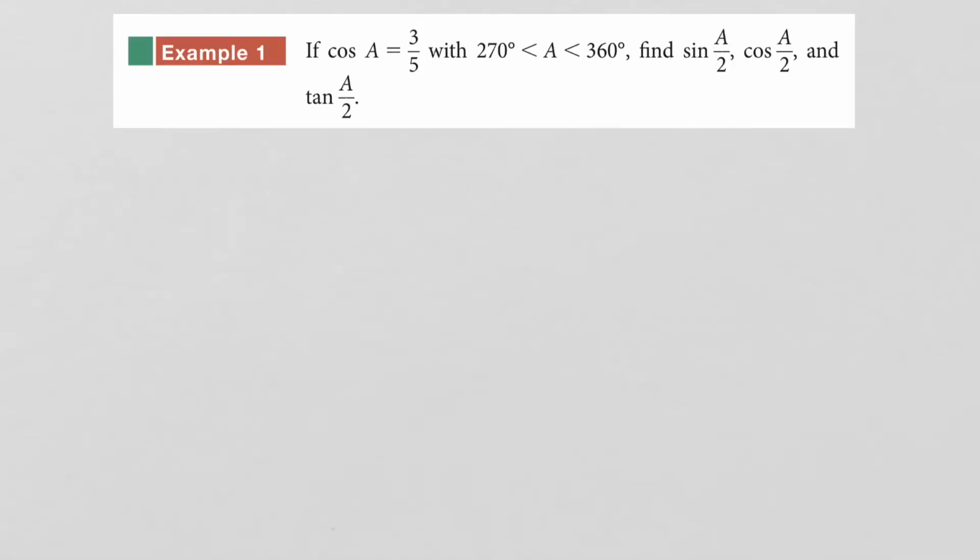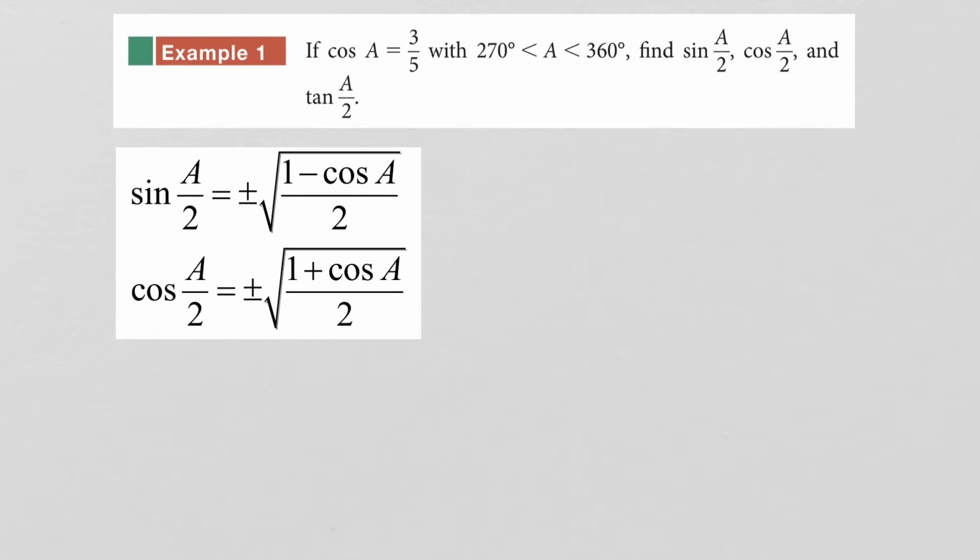In the first example, they tell us the cosine of angle A is 3/5, with angle A being between the angle 270 degrees and 360 degrees. And they want us to find the sine of a over 2, the cosine of a over 2, and the tangent of a over 2. So let's bring in the formulas.